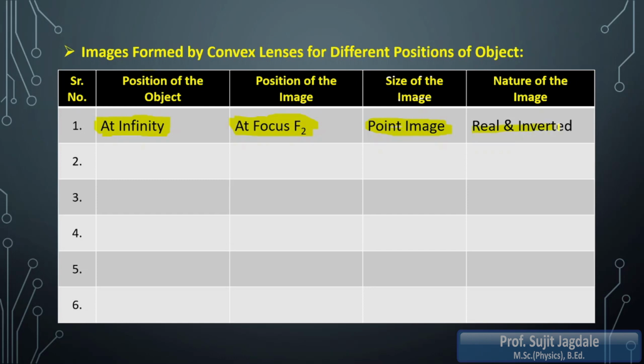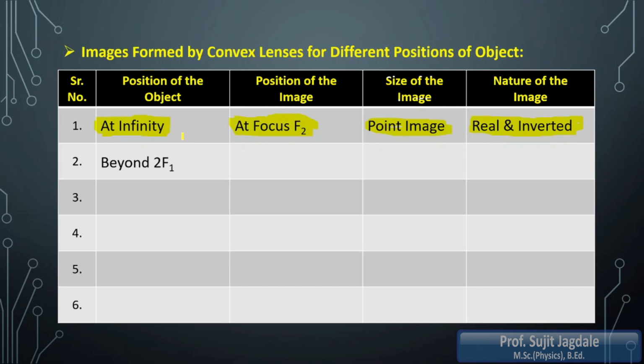Inverted means उलटी, ती जी इमेज आहे ती उलटी असणार आहे. So it is an inverted image. Okay, it will be down side. ओके, वो नीचे की तरफ रहने वाली है. So this is the first condition when the object is kept at infinity, or you can say at a distant object, for a distant object.